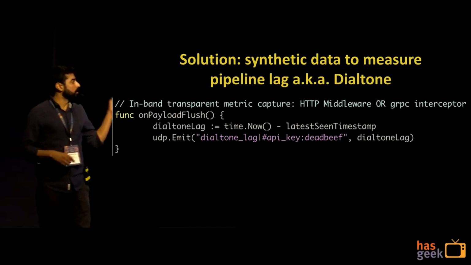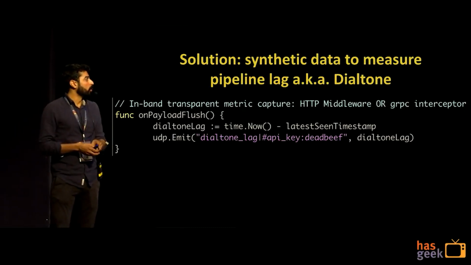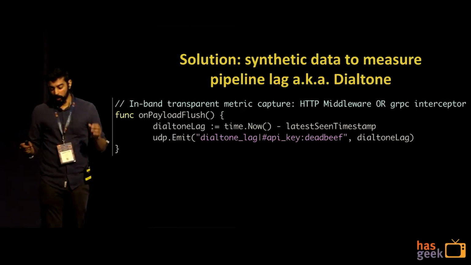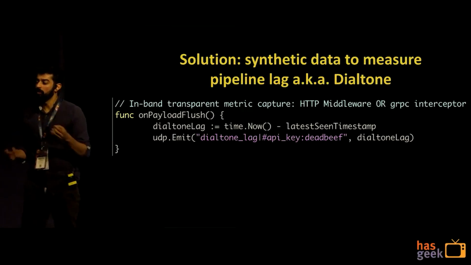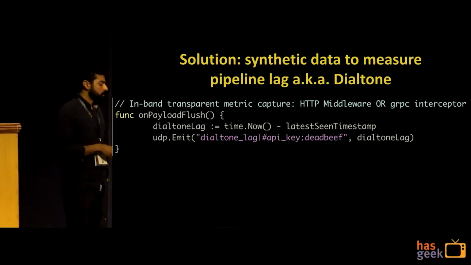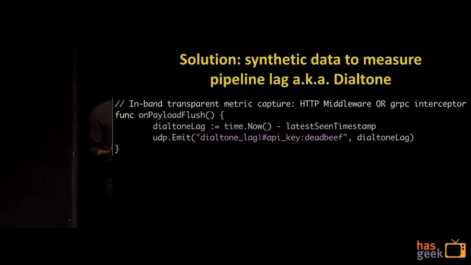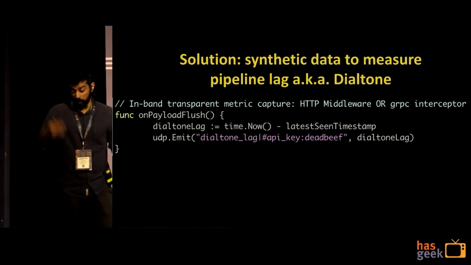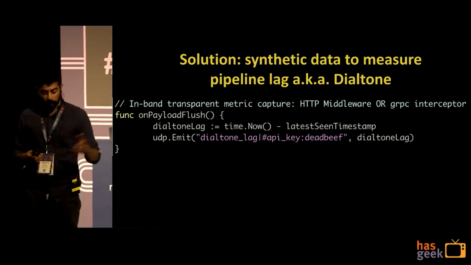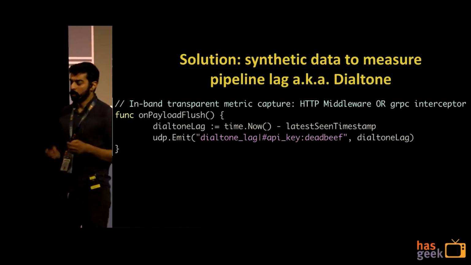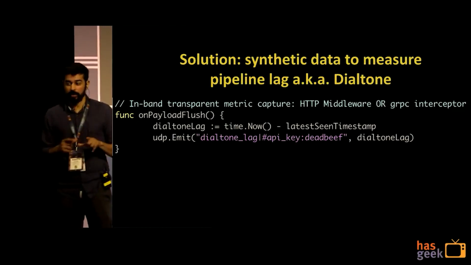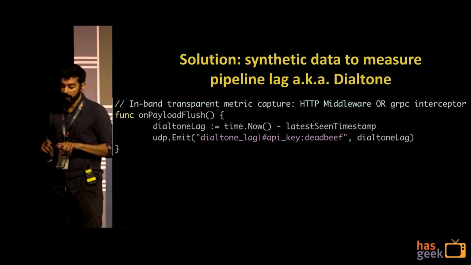So what we did, and this is another piece of Go code, was every time we were passing a payload, a piece of data from one system to the other, we looked at the timestamp of that data and compared it to what the time is right now. So if I'm processing data from 5 seconds ago, we can assume that the lag in the system at this moment of time is 5 seconds.